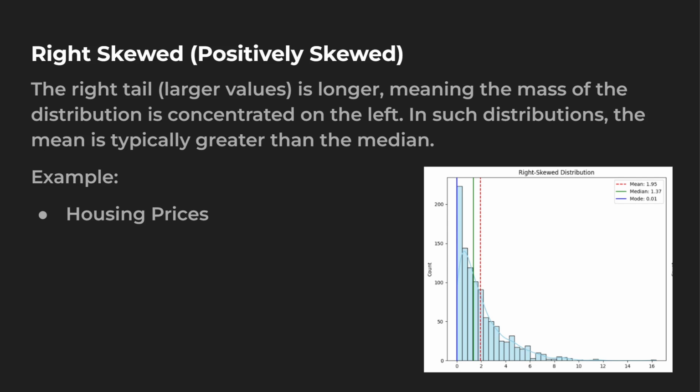The way that you know it's a right is there's larger values to the right side of it. That's at least how I think of it, right? And most of the values are going to be towards the left. And as I mentioned, in such distributions, the mean is typically greater than the median. And you can see the values over here: mean 1.95, median 1.37, and mode is 0.01. We're actually going to reproduce this right skewed distribution, the same exact graph as well.